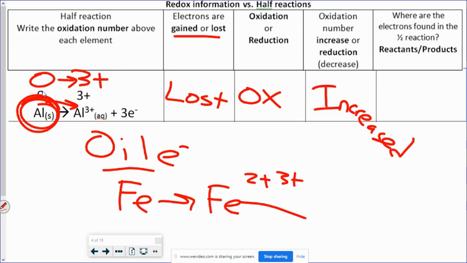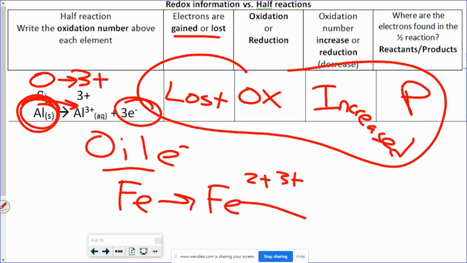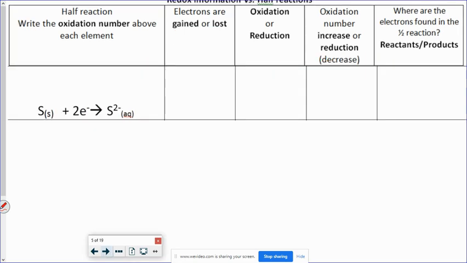And where are the electrons found? The electrons are found over on the product side. These bits of information that we're going over right here, they come into play in the upcoming worksheets that we do. So we're just trying to get some general information. And this is probably the biggest one, that electrons are found over on the product side in an oxidation because those electrons are in fact lost.